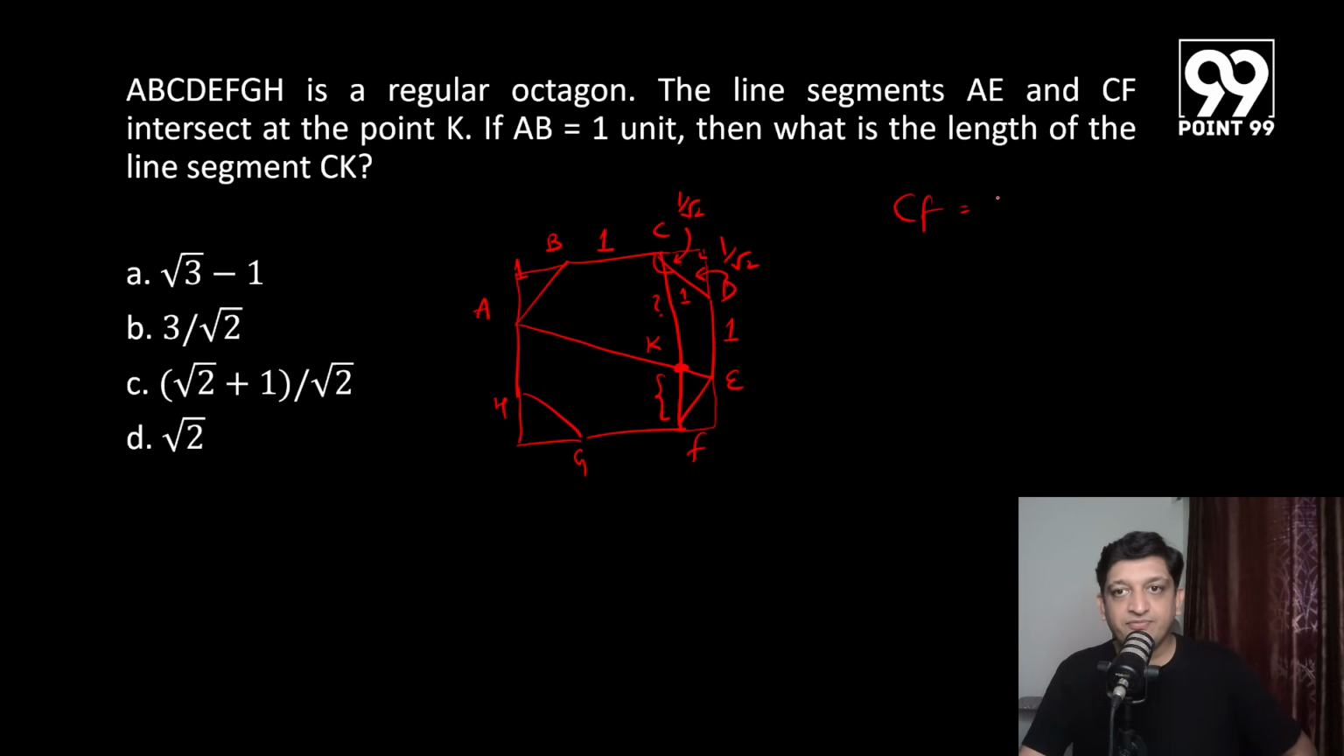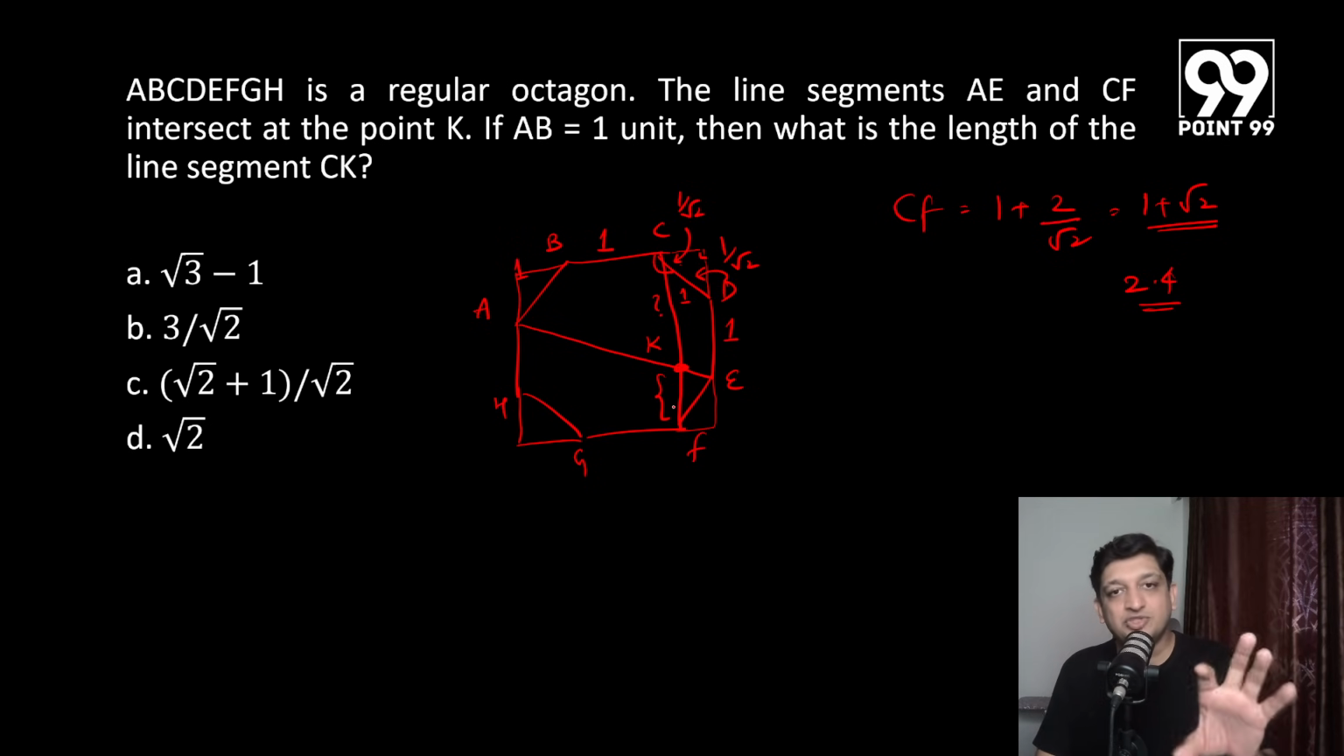The length of CF will be 1, which is DE, plus 1 by root 2 plus 1 by root 2, which is 2 by root 2. Or in other words, it is 1 plus root 2. So the value of CF is going to be 1 plus root 2, which approximately translates into 1.4 plus 1, that is 2.4. My answer has to be less than 2.4. In fact, my answer has to be less than half, so it has to be somewhere around 1.2ish, hopefully, right? That is what we are looking at in this particular context.